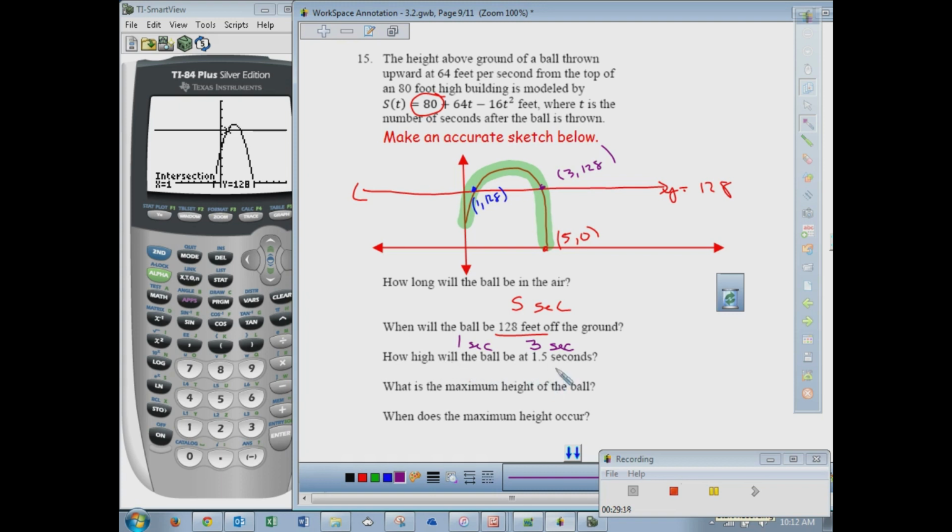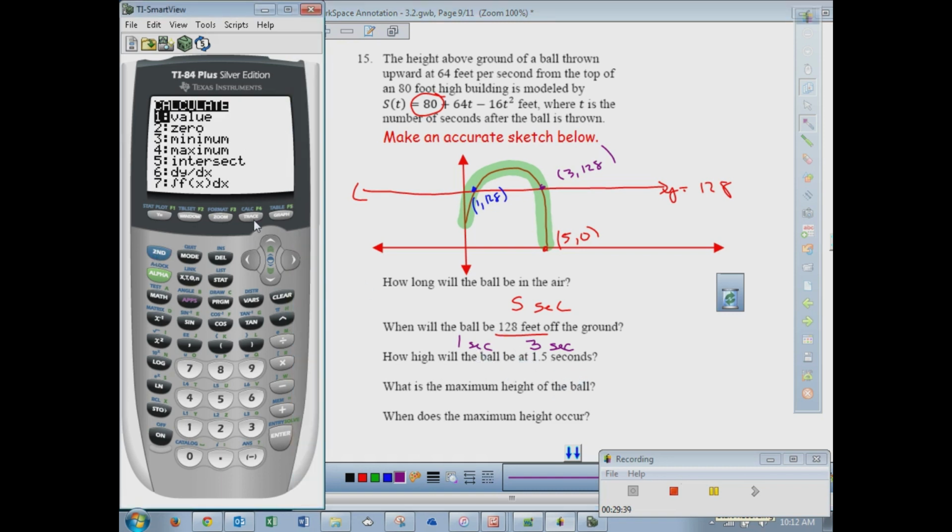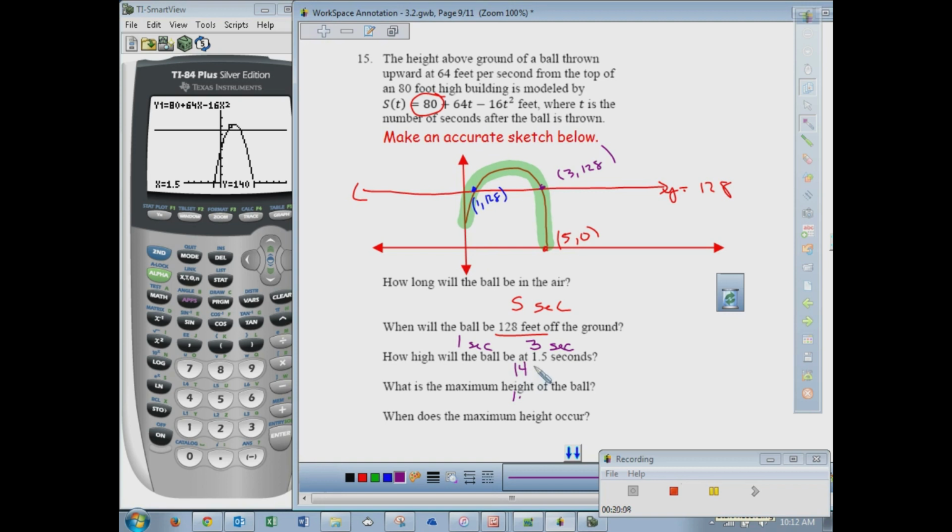When will the ball be at 1.5 seconds? Are we okay? When is that 1.5 seconds? Go to second, calculate. If they give you an x value, all you have to do is choose option 1, value, and type in 1.5, and it'll tell you at 140 feet. You also could have just hit trace 1.5, and it'll do the same thing for you, right? If you just hit the trace button and hit 1.5. So 140 feet. Don't need to put that on the graph.